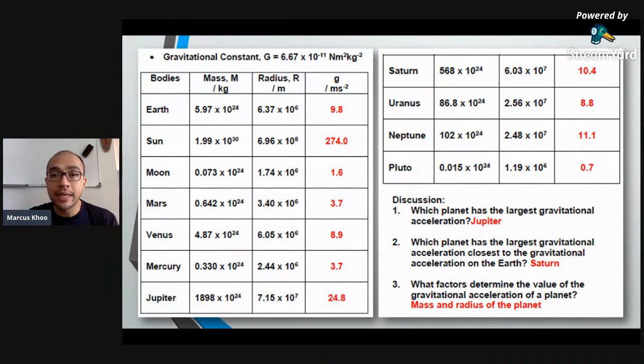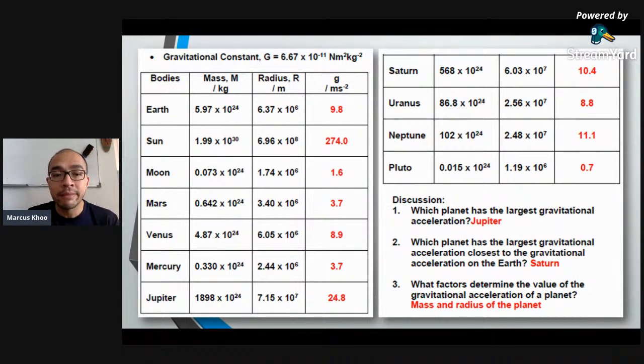Then in the second class, I asked you to fill in this table, to find out the different gravitational accelerations in different planets in our solar system. I believe that Pluto wasn't in our list, because actually Pluto is no longer considered a planet in our solar system. In case you didn't know that, it's always good to know, since we've learned a little bit about Pluto the last time.